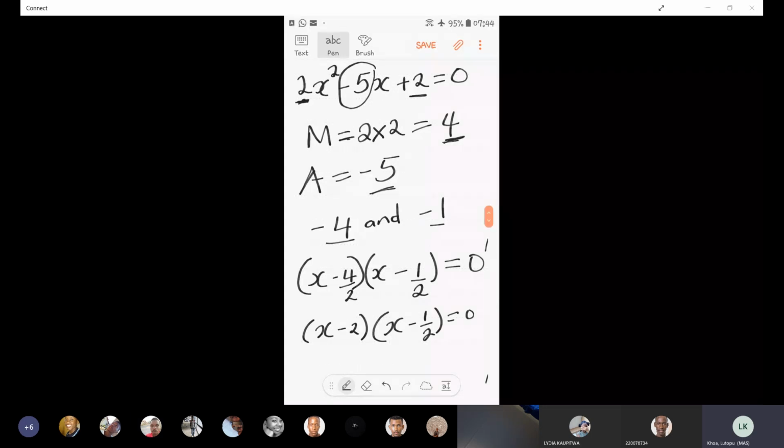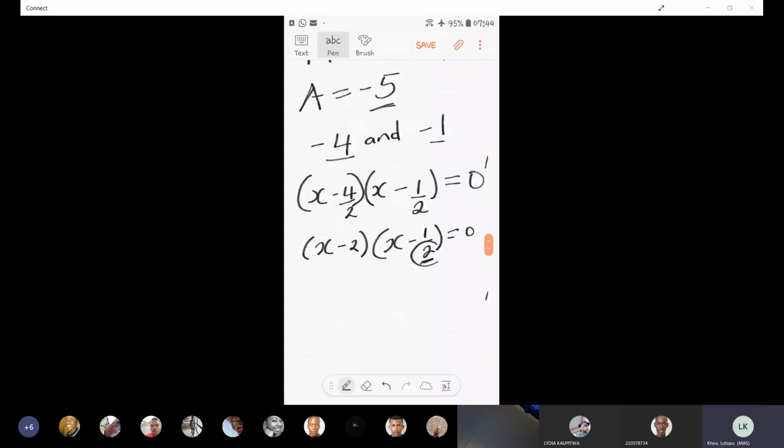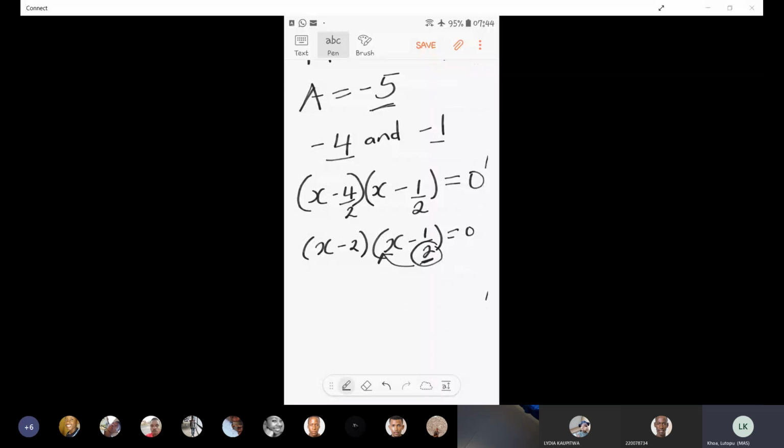But then we don't like fractions when we factorize. So what you do is you take this 2 and you put it over there. So this is just the technique of doing it in a shorter way. If you did it in high school in a different way, you will see that our answers are exactly the same if you've done it correctly. So this is x minus 2, and then I have 2x minus 1. This is equal to 0.